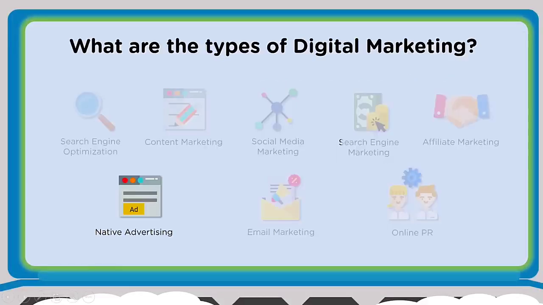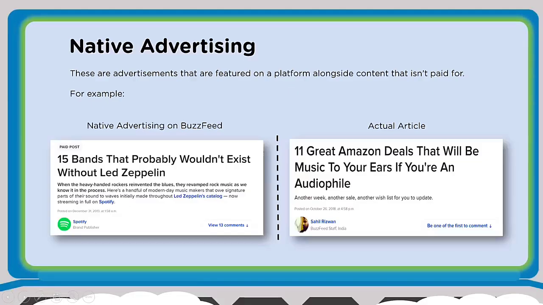Okay, let's move over to native advertising. Native advertisement means that your ad is showing up next to content that naturally fits. These are advertisements that are featured on a platform alongside the content that isn't paid for. For example, here you can see a paid post by Spotify. This paid post was on BuzzFeed.